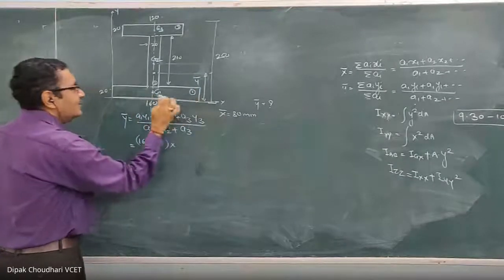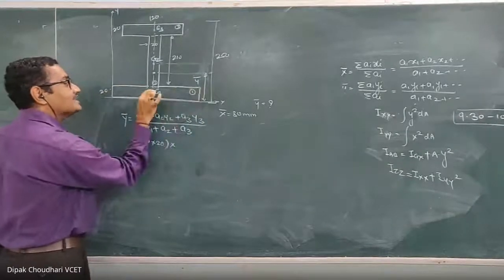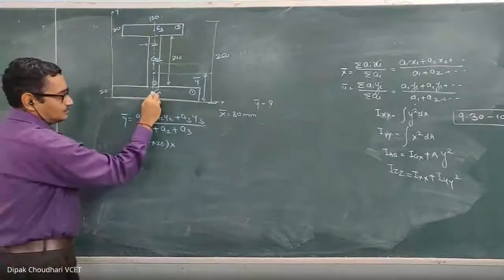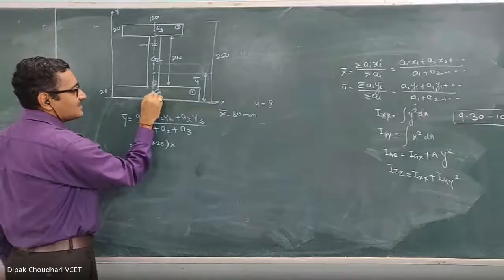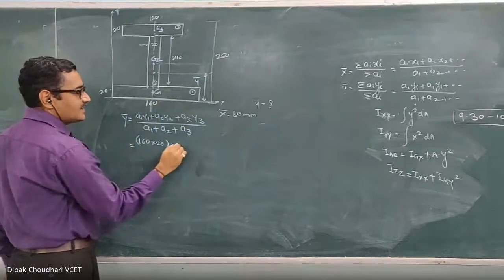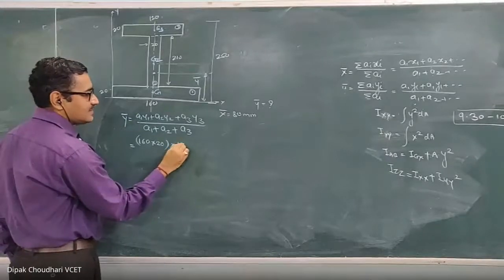And we know that the centroid of a rectangular lamina lies at its midpoint. If this is 20, then this will be 20 by 2, that is 10. And this is the vertical distance of G1 from the x-axis, which represents the y coordinate of the centroid. So here y1 is 10 millimeter.